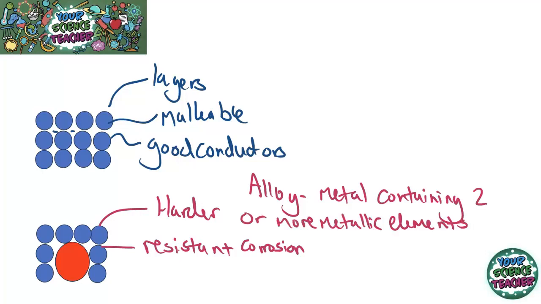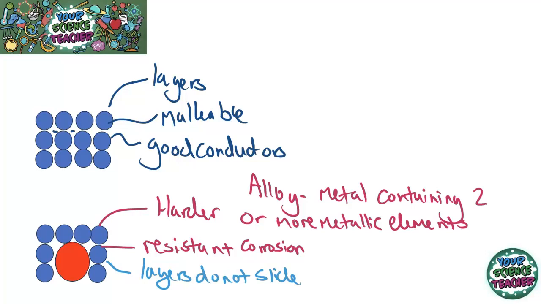Now, if we look at this alloy shown in the image, you can see that I have two different atoms present here. So that means I've got two different types of element in there. And basically that layer structure has now been disrupted. So this makes the layers much harder to slide over. So because the layers are harder to slide over, it makes them much harder.